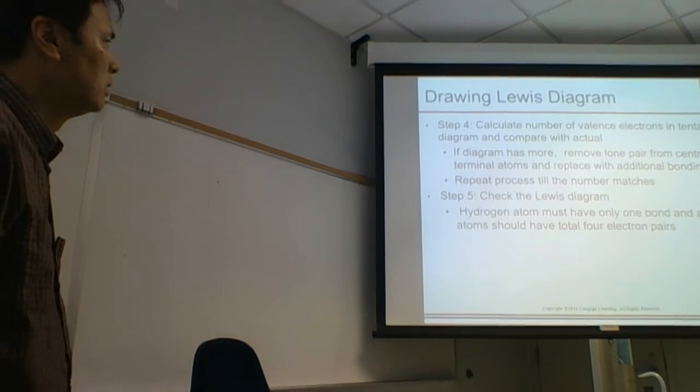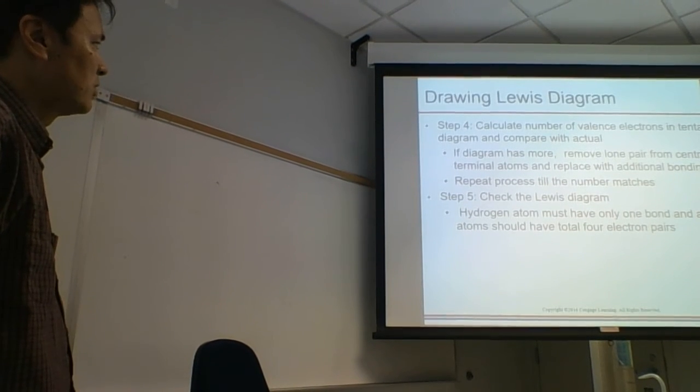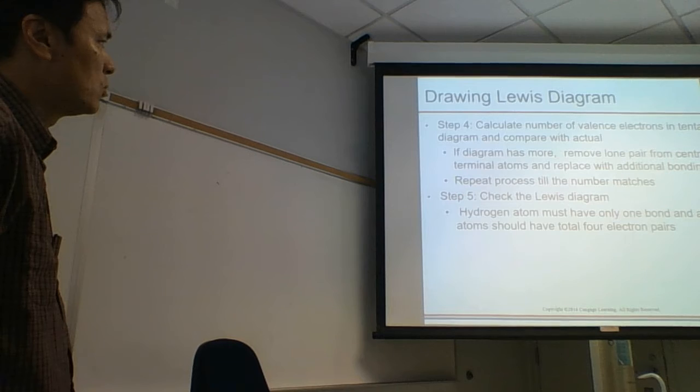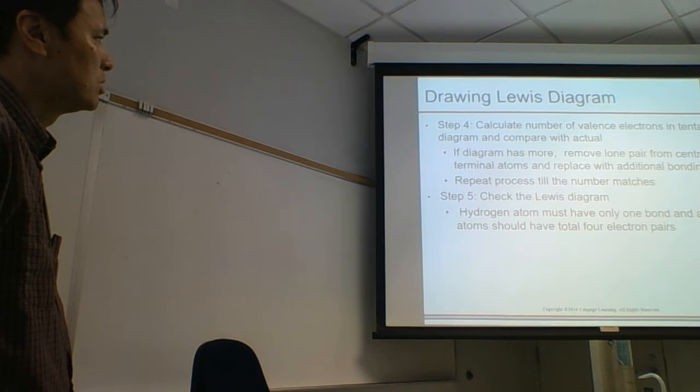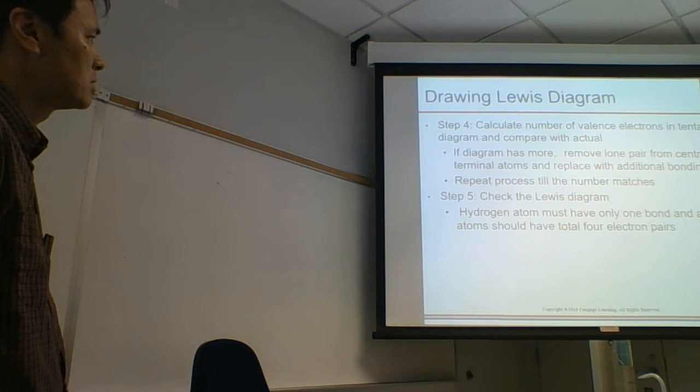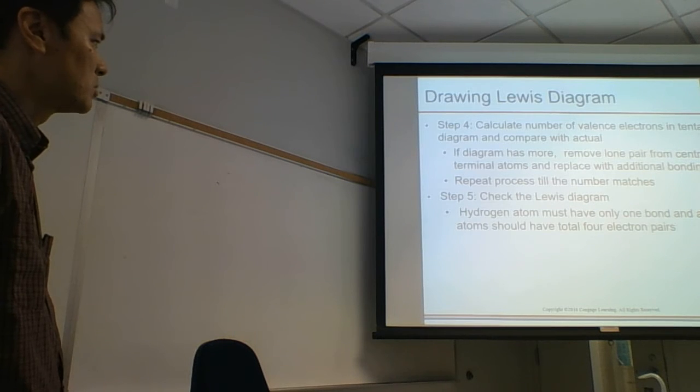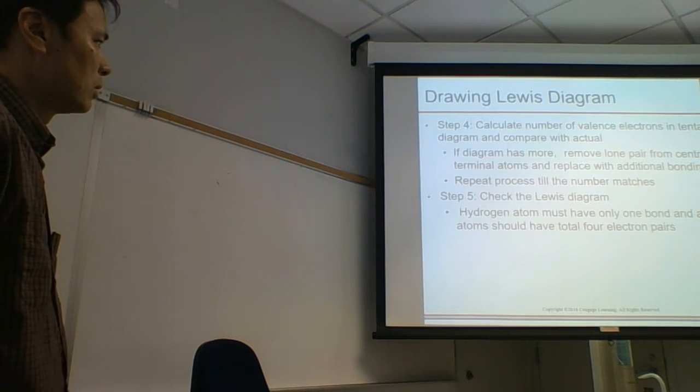Step 4, calculate number of valence electrons in tentative diagram and compare with actual. If diagram has more, remove lone pair from the central and terminal atoms and replace with additional bonding pair. Repeat process till the numbers match. Check the Lewis diagram. Hydrogen atom must have only 1 bond and all other atoms should have a total of 4 electron pairs.